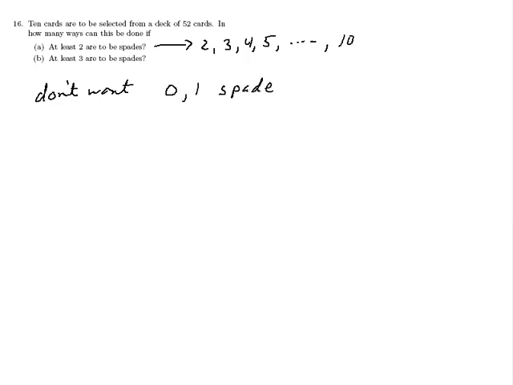Ten cards will be selected from a deck of 52 cards. How many ways can this be done if we get at least 2 spades? Well, at least 2 spades means 2, 3, 4, 5, all the way up to 10 spades. That's a lot of things to count directly. So one thing we want to realize is that for this problem we don't want 0 or 1 spade. So the easiest way to count part A is total minus what I don't want.